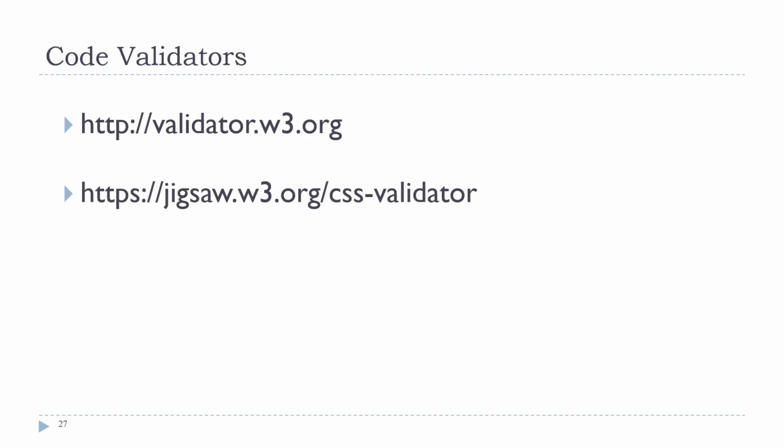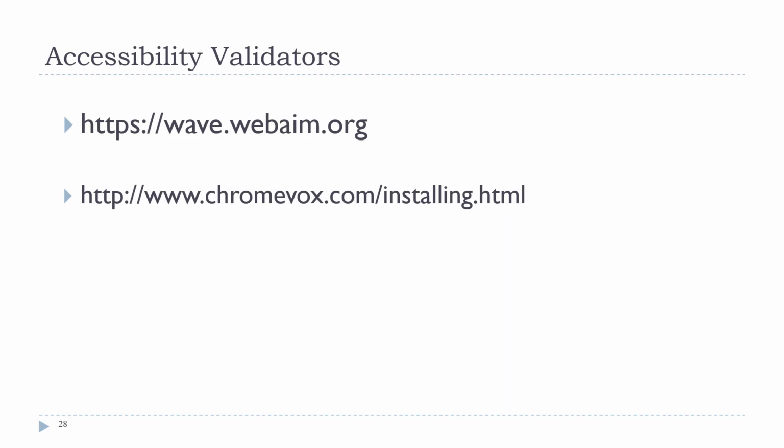Here we have the W3C validators, and all you have to do is Google for them. We also have accessibility validators. You want to make sure that your web pages are accessible. There is a plugin that you can install on Chrome to test your pages also.